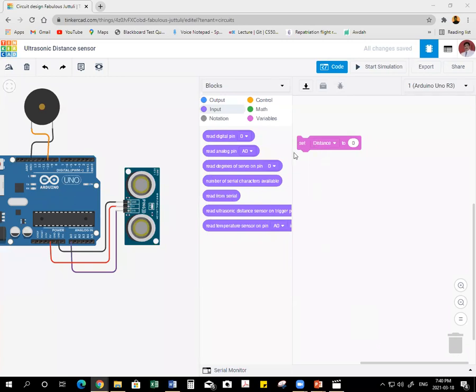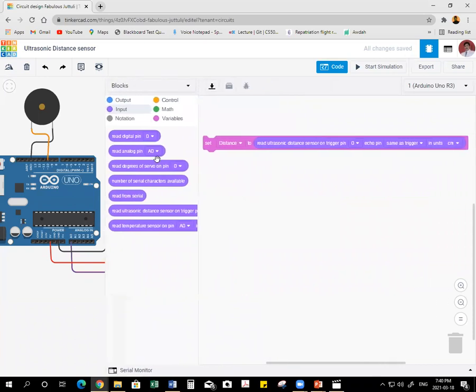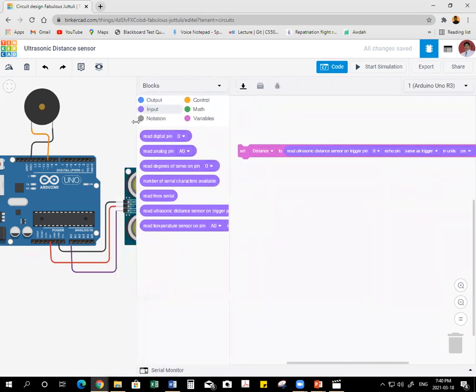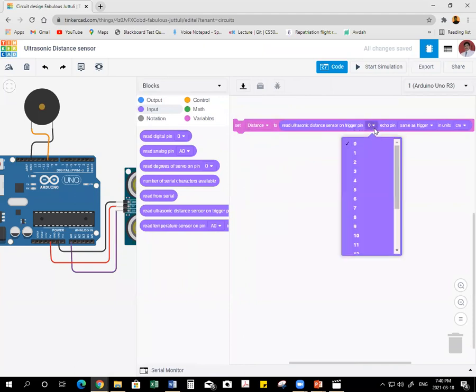Okay, so we have to read the distance from the A0 pin, which is connected to the ultrasonic sensor. Now there is a default block, read ultrasonic distance sensor. See, directly you can take it and keep it here. That's why I put a bigger one. Can you see it? Yes. So what we are doing, we are setting distance as a variable, and we are reading the ultrasonic distance sensor on trigger pin A0. Where is A0? Here, from A0.